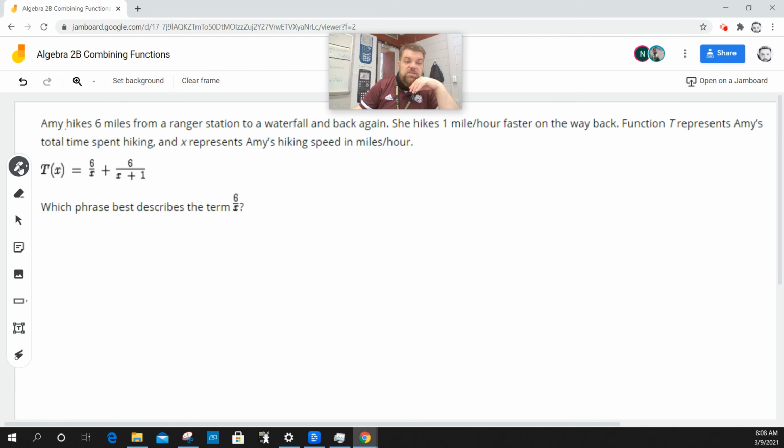So let's just look at that. So she travels 6 miles from the ranger station to a waterfall and back. So the 6 represents her total distance that she traveled. And where did she travel? To the waterfall.